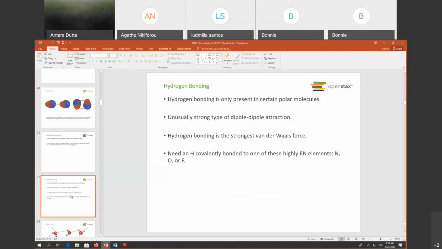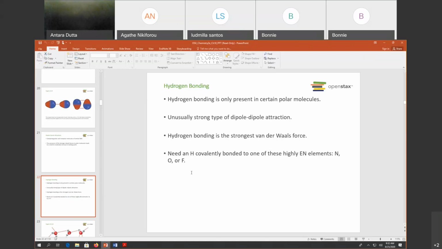Hydrogen bonding is a special case of dipole-dipole force. It's a higher level of dipole-dipole force. So what is the specialty about hydrogen bonding? Hydrogen bonding means you have to pick a molecule that has hydrogen. And not only hydrogen, that hydrogen has to be connected to nitrogen or oxygen or fluorine. Any of these three atoms, any one.